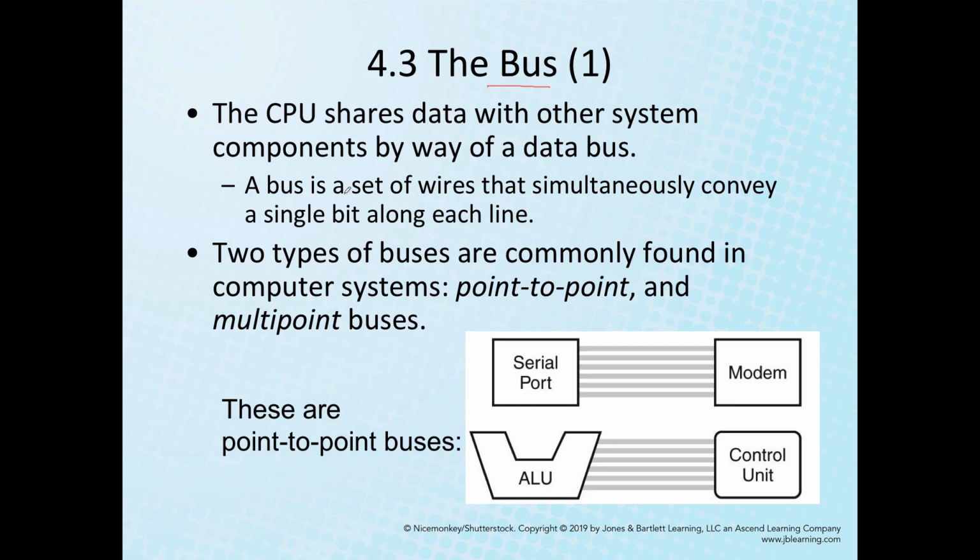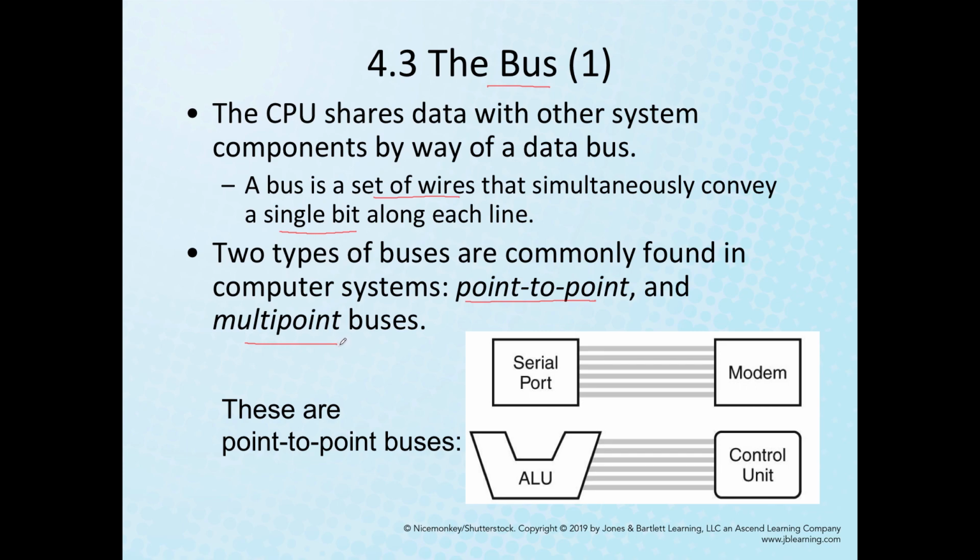A bus is physically a set of wires that simultaneously convey bits of information from one component to another, and each line carries one single bit of information, 1 or 0. And then we can think of two types of buses, point-to-point bus or multi-point bus.